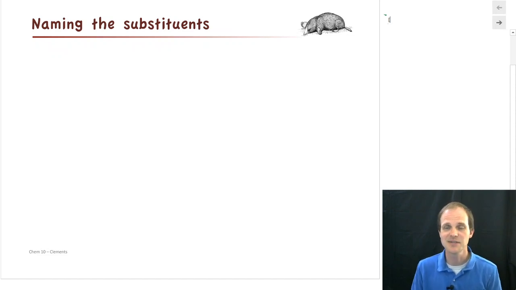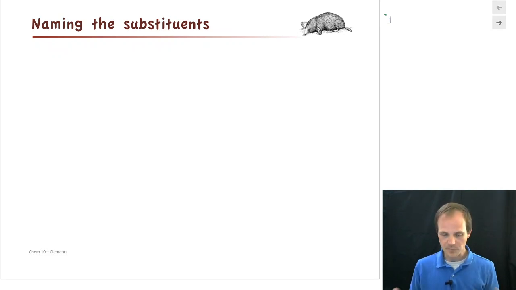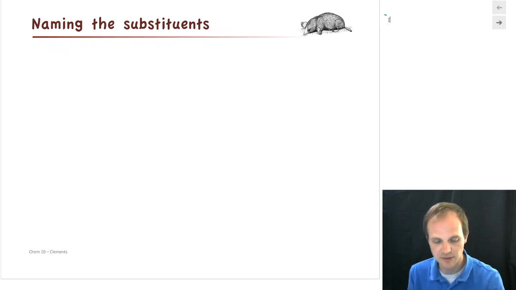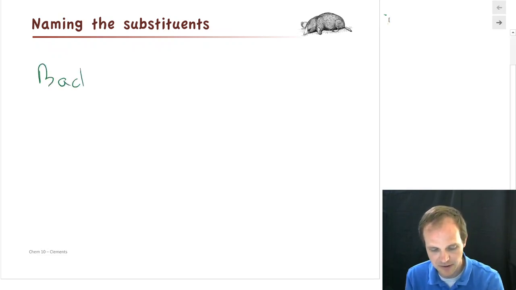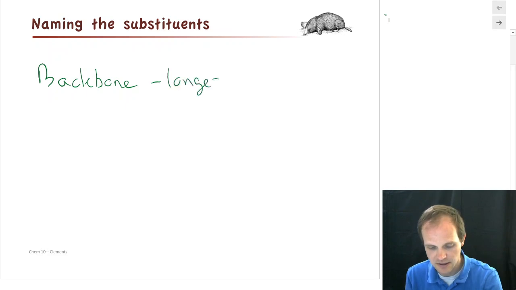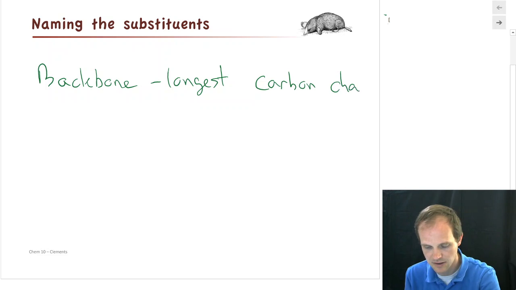Our next subject in organic molecules is how do we name molecules that are a little more complicated than our simple alkanes, the pentane, the hexane, the heptane, and things like that. Well, the first thing we have to know is that there's two parts to an organic molecule. There's what we call the backbone, which is the longest carbon chain in the molecule.